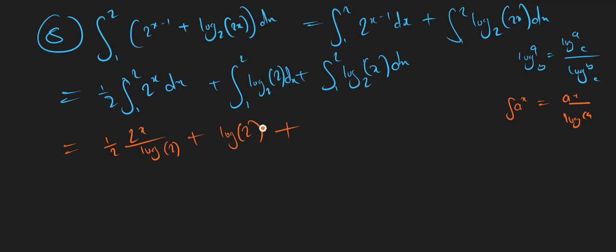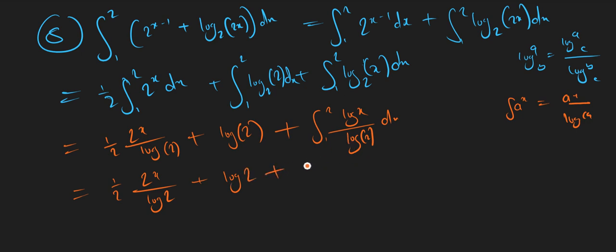Then this is going to be plus, we're going to convert log base 2 to natural log. So this is going to be the integral from 1 to 2 of logarithm of x divided by log 2 dx. So we're going to get half of 2 to the x over log 2, then plus log 2 only, then plus 1 over logarithm of 2 times the integral from 1 to 2 of logarithm of x dx.